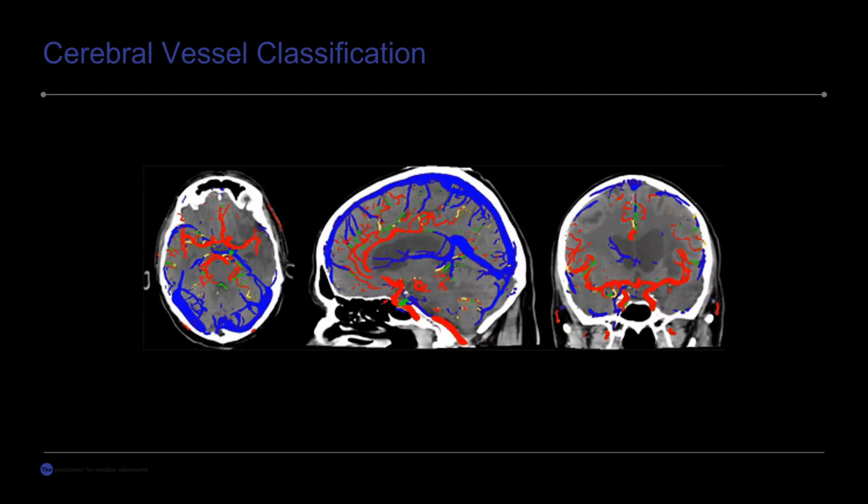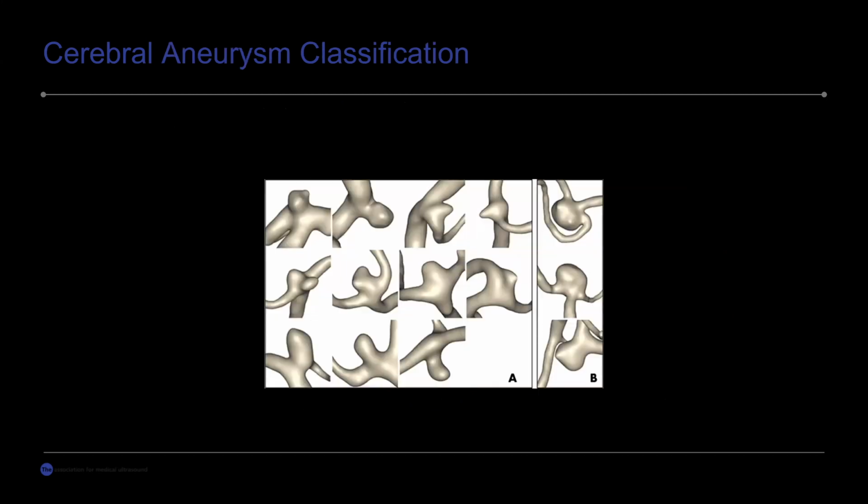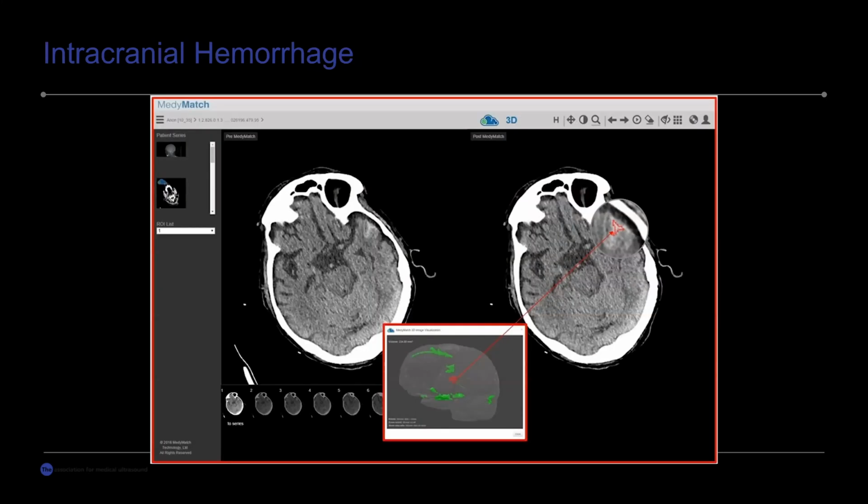Other things we see is there's technology out there trying to classify vessels automatically. You get a CT, you run it through this algorithm, and it'll show you what's an artery, what's a vein. And sometimes that can be a little bit confusing on these angiographic images. Aneurysm classification algorithms are there, trying to help you determine what type of aneurysm you're dealing with. There are programs out there designed to detect intracranial hemorrhage. This is an example of one of those.